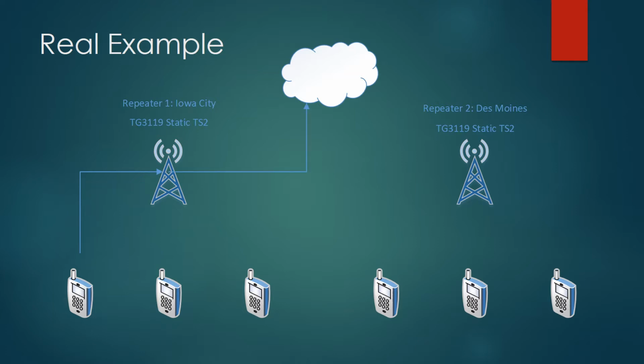Then next, it goes from the repeater to the internet. It goes into the Brandmeister network. This is the Brandmeister network up here. So the transmission goes to the repeater, then goes to the Brandmeister network.